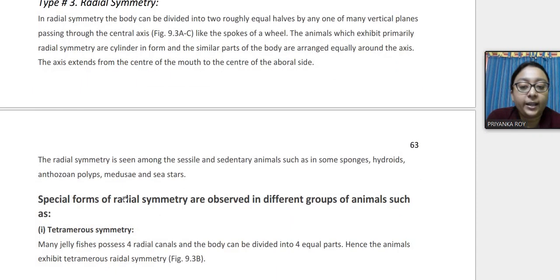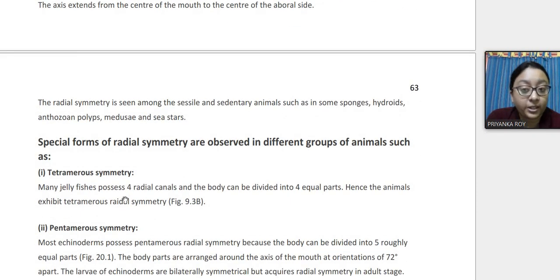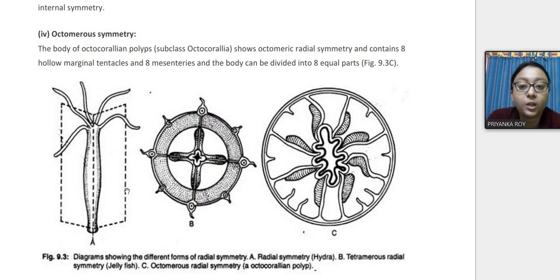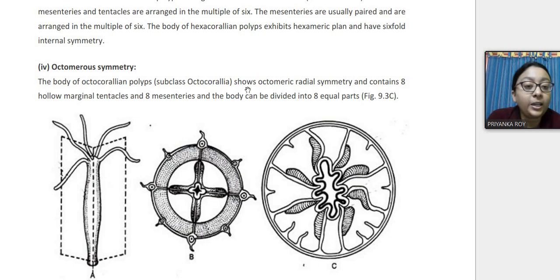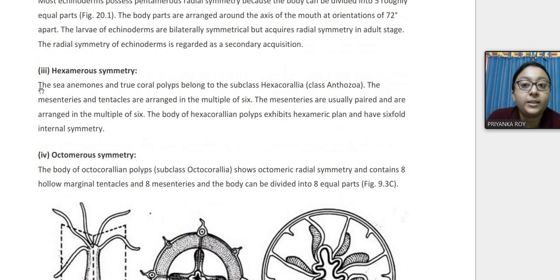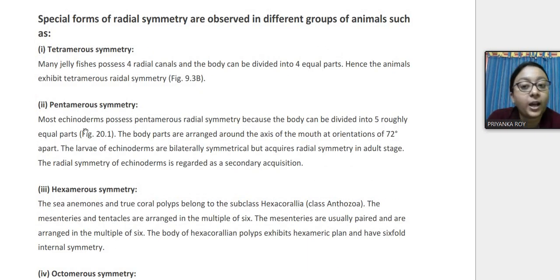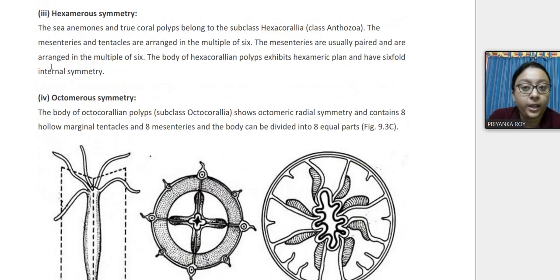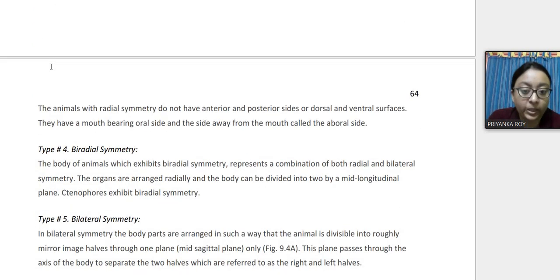Radial symmetry, like I was saying, is of different types: tetramerous, pentamerous, hexamerous, octamerous. Depending on the body shape and body organization, we can easily divide the body into different parts, and therefore when it is 8 equal parts, it is octamerous. When it is 6, it is hexamerous. When it's 5, it's pentamerous. When it's 4, it's tetramerous. So depending on the number of equal parts that you are getting, the symmetry can be named according to that.